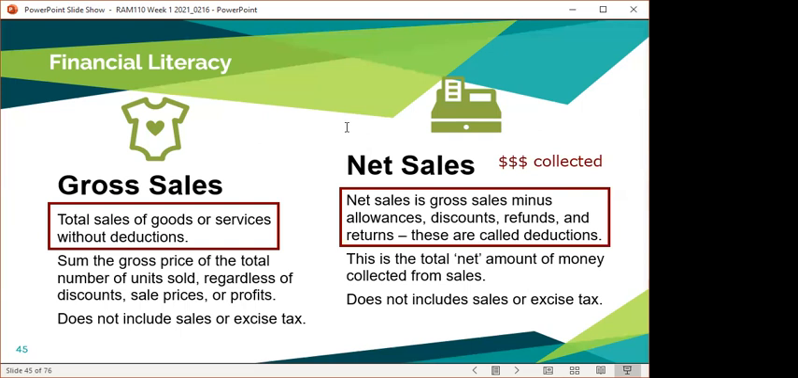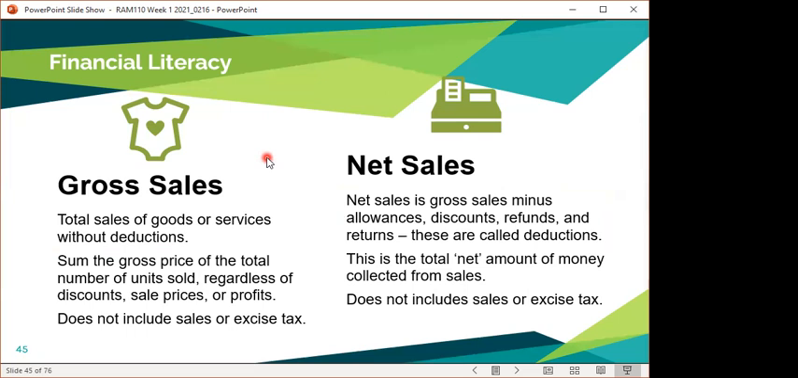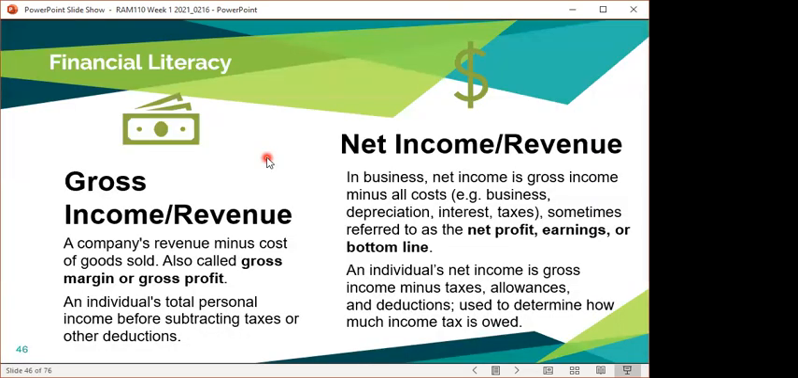And net sales is the actual money collected. So make sure you distinguish between those two things. And gross sales is typically not commonly reported. Net sales is more commonly reported. And then this is similar to net income and gross income.